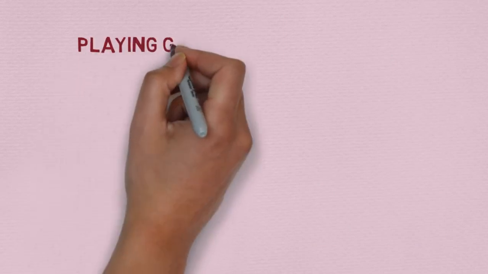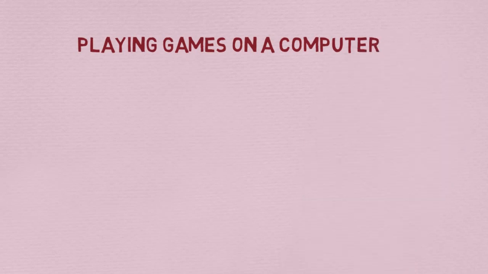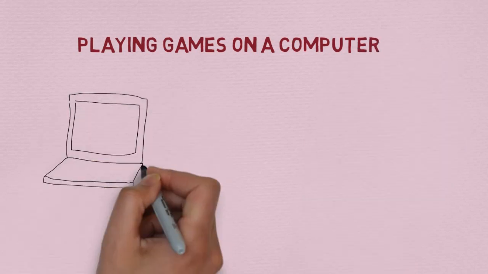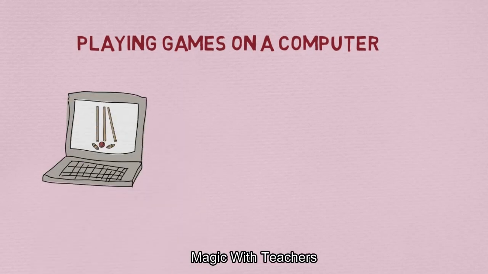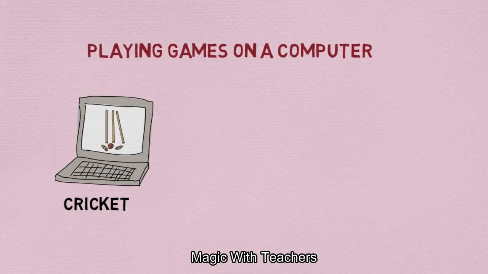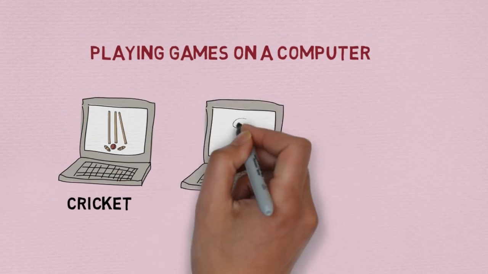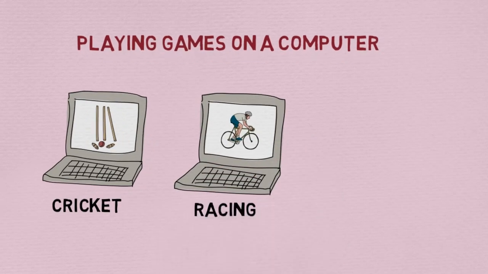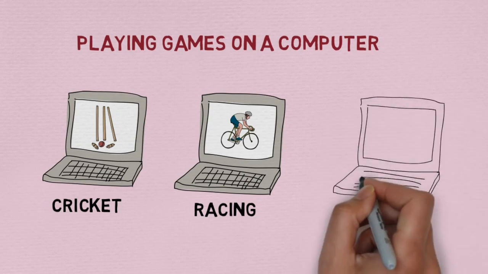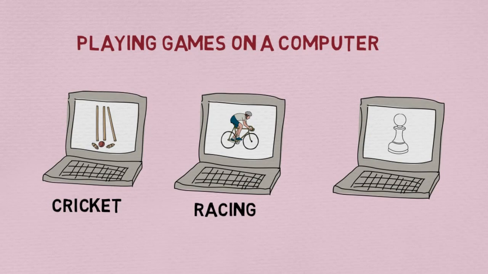Playing games on a computer. You know, you can play so many games using the computer. So this one is cricket. Also, you can play a racing game through the computer. This one is your cycle racing. Also, you can play Ludo and chess using your computer. So this one is your chess game. Do you know how chess is played?